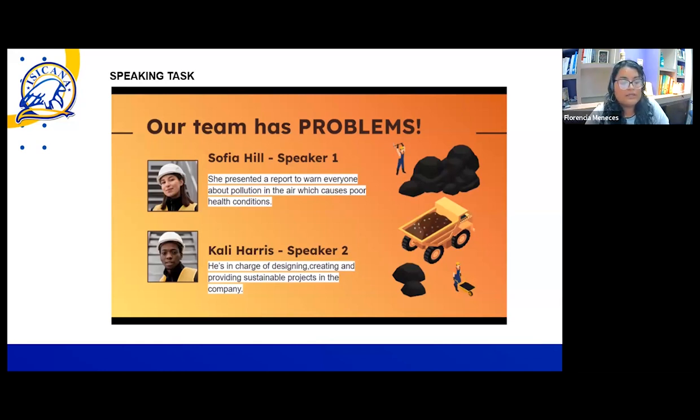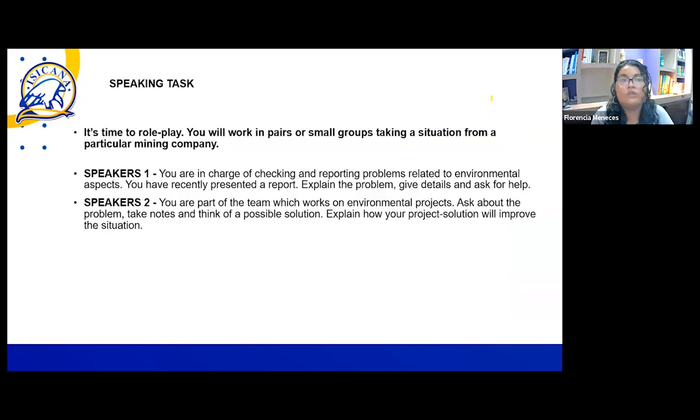Okay, so we are going to work in pairs. One is going to be the one who states the problem, and the one that solves the problem or maybe gives possible solutions is going to be speaker number two. The problems can be anything that you consider that may happen at the mining site. It can be, for example, as we have just said, an ongoing problem.